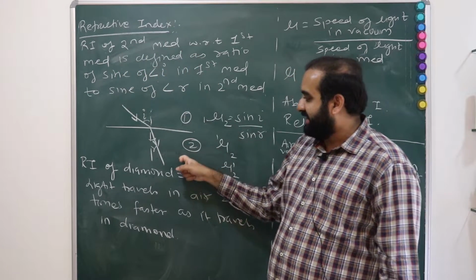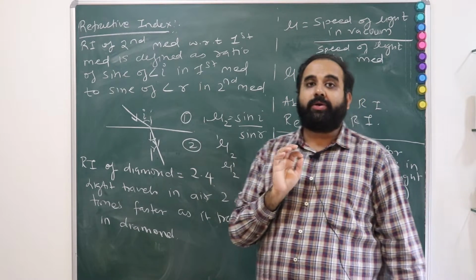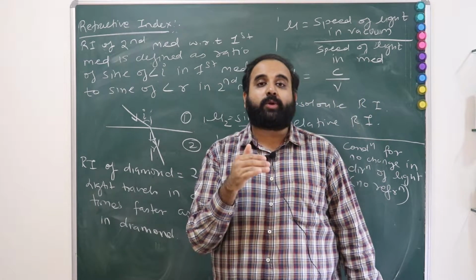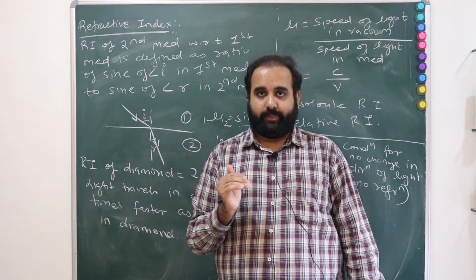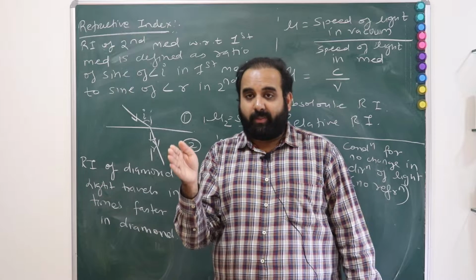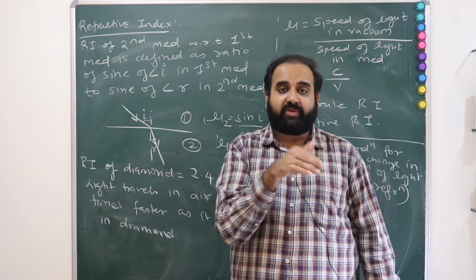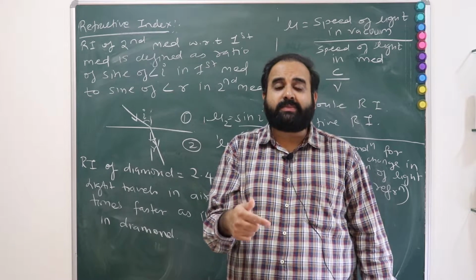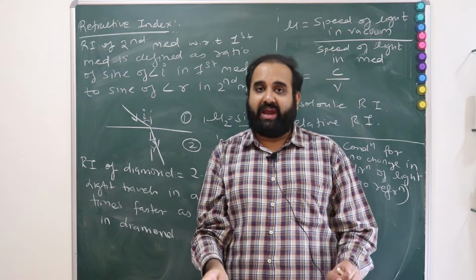Refractive index of the second medium with respect to the first medium. Now what do we mean by this? With respect to means from which particular medium the light is coming. So if the light ray is traveling from air to glass, I will have to say, in these terms, refractive index of glass with respect to air.